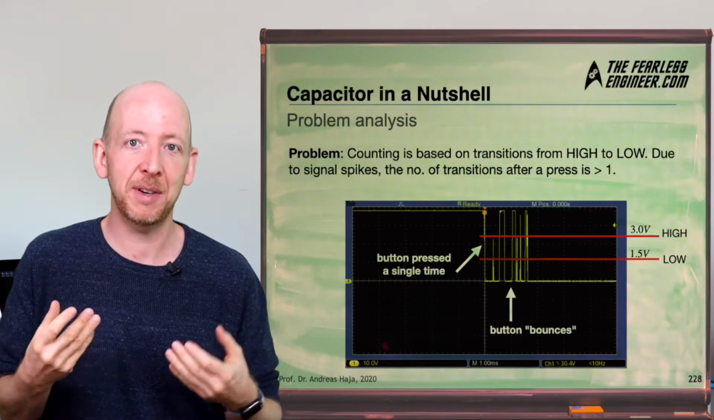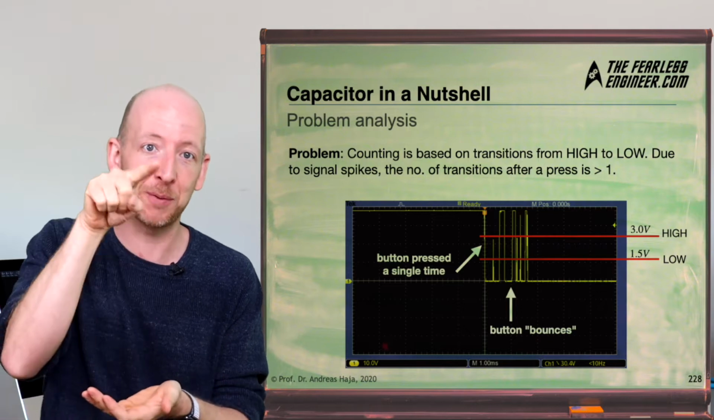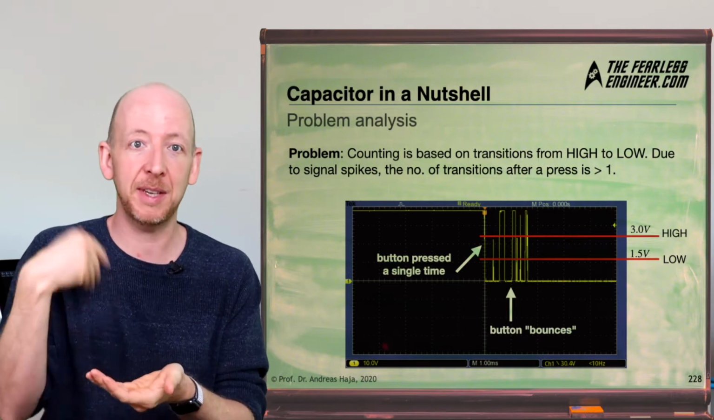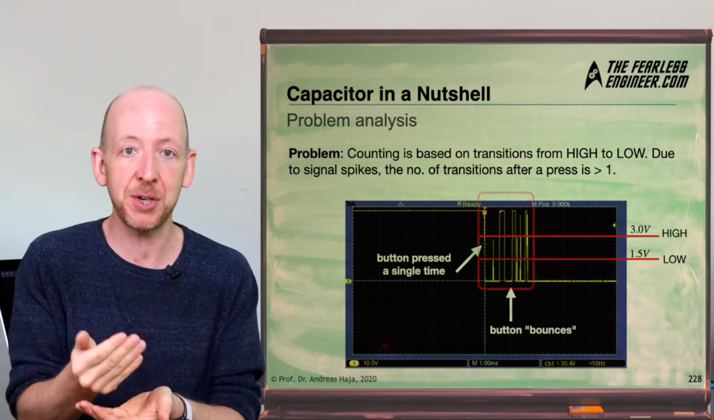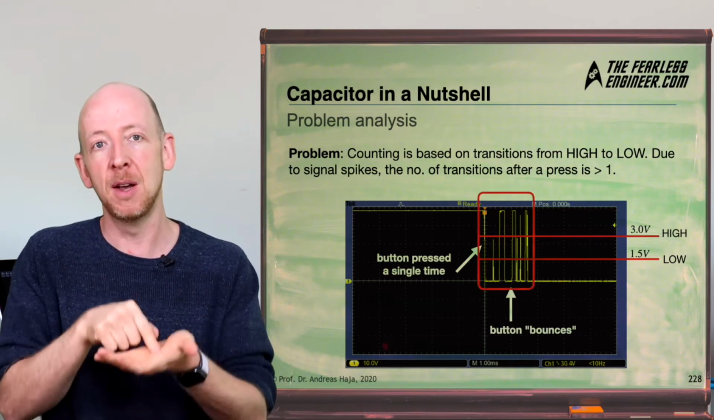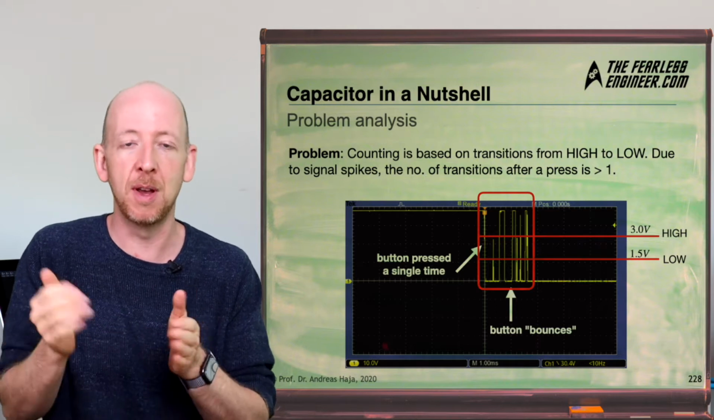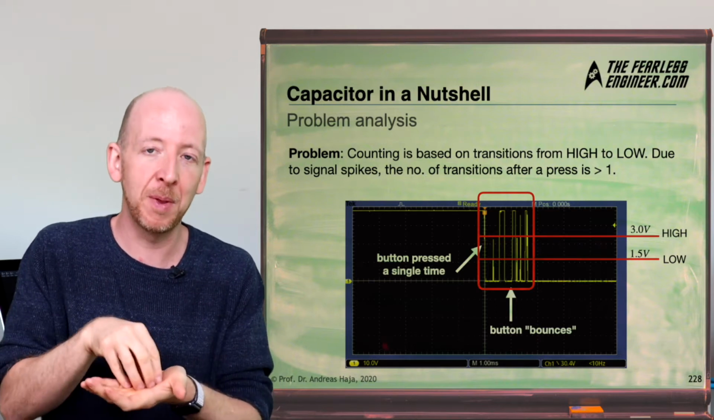So for our counting device, this is bad news, because with each transition from high to low, the counter is increased by 1. And as you can clearly see in the example here, there are several additional transitions after the initial button press over the time span of, let's say, 2 to 4 milliseconds. So this is the problem we are facing here.